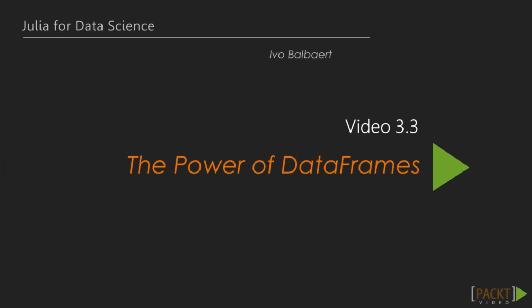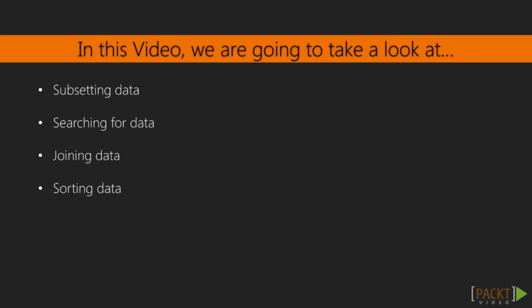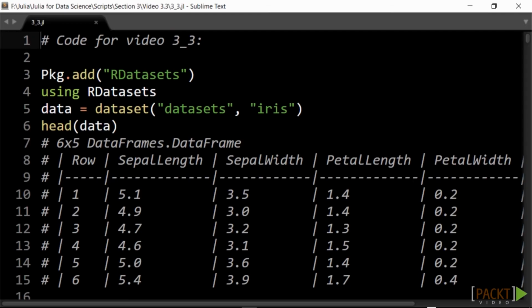In the previous video, we looked at importing data into DataFrames. In this video, we're going to explore the flexible ways DataFrames offer to search and mold your data. Until now, we got iris data from an external data file. These data can also be retrieved from the package RDatasets, which provides access to many of the classical data sets that are available in R.